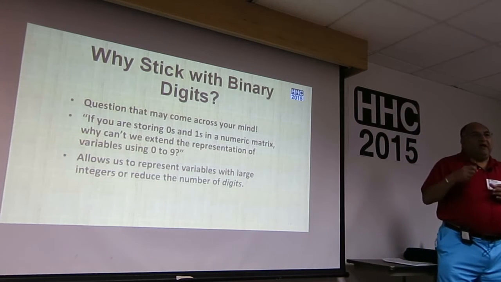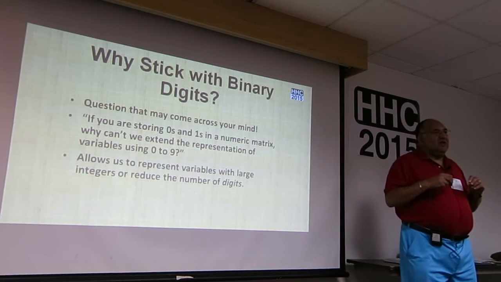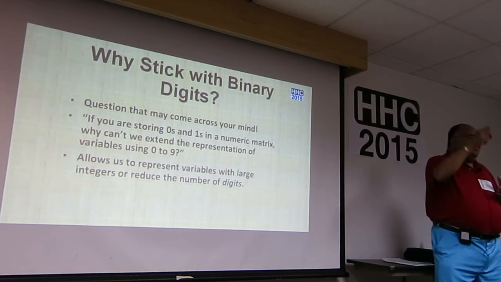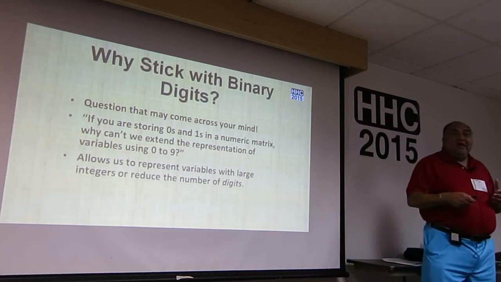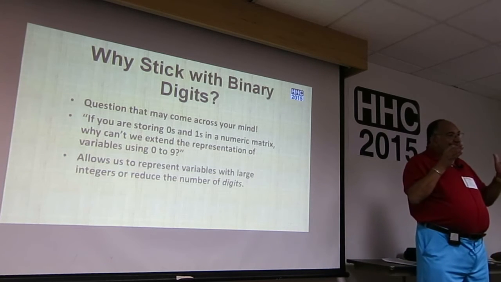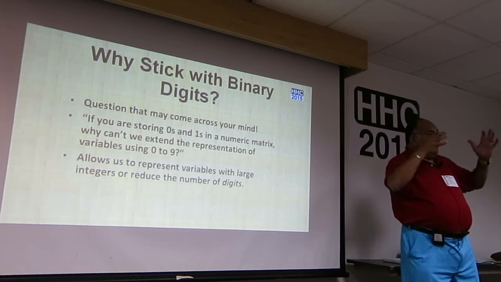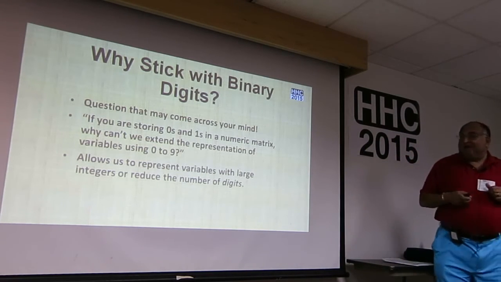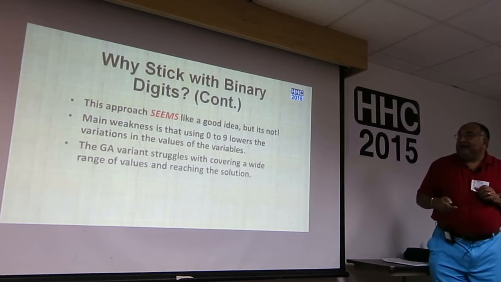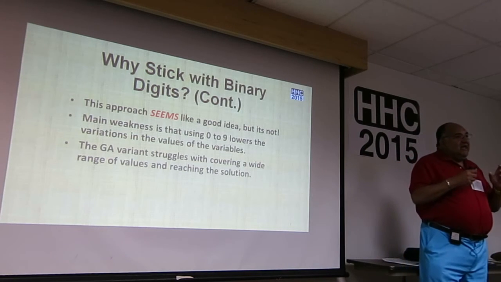Now, when you program something like Excel or the Prime, and you're storing zeros and ones in the matrices, you're going to say, well, why stick to zeros and ones? Why not go all the way, do 0 through 9? And it seems like a good idea because you can have large integers that comfortably represent, mapping real values for your continuous functions. Now, that seems like a good idea.